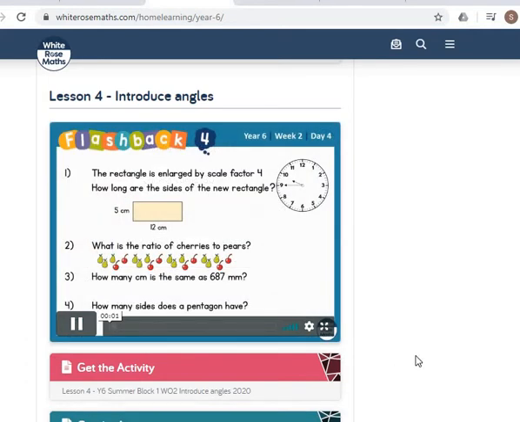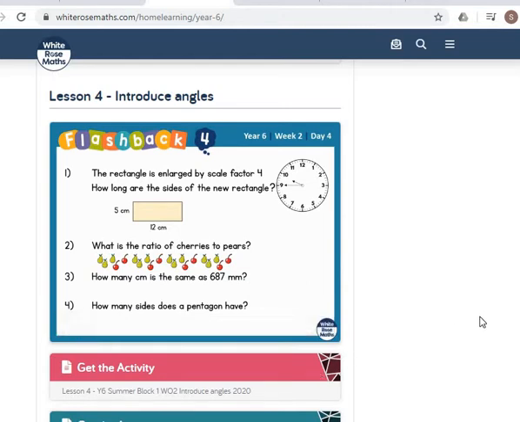Hi there again. Flashback 4 again. So pause the video, have a go at the questions. So the right angle is enlarged by a scale factor 4. How long are the sides of the new right angle? What is the ratio of cherries to pears? How many centimeters is the same as 687 millimeters? And how many sides does a pentagon have? Remember, tell the time as well.